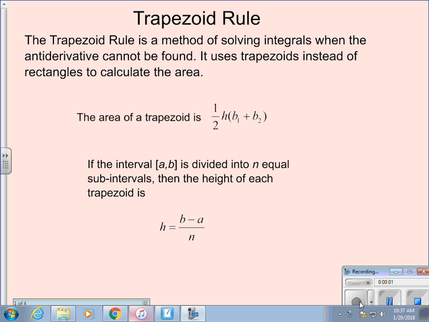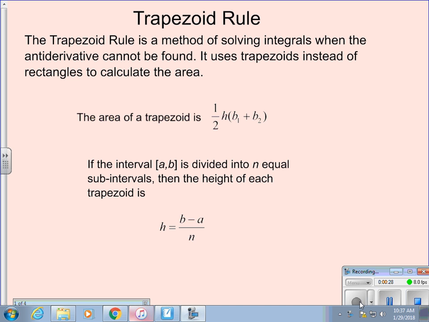Okay, the trapezoid rule. The trapezoid rule is a method of solving integrals when the antiderivative cannot be found. It uses trapezoids instead of rectangles to calculate the area. Much more accurate than using rectangles. A trapezoid is going to follow the curve a lot more closely than a rectangle would.